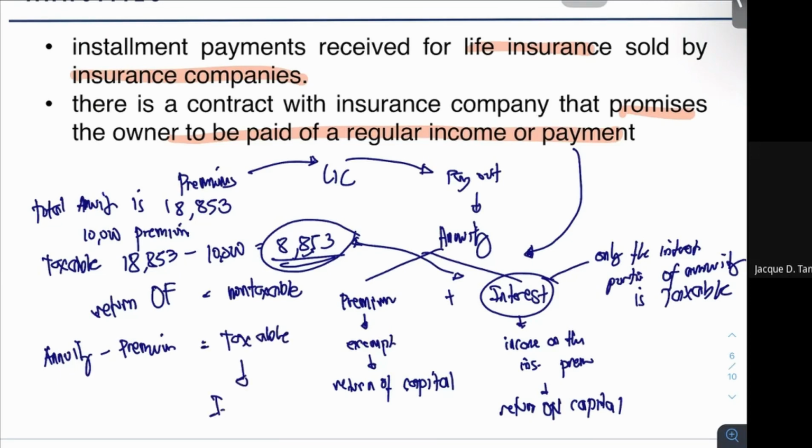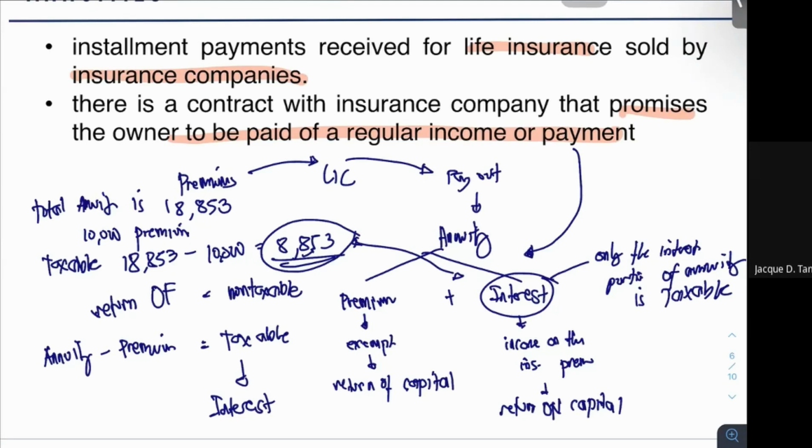Or in short, the interest is the amount taxable. Okay, so annuity less the premium is the amount taxable. In short, the interest is taxable. Okay, so we're done with two items already, rental income and annuity.